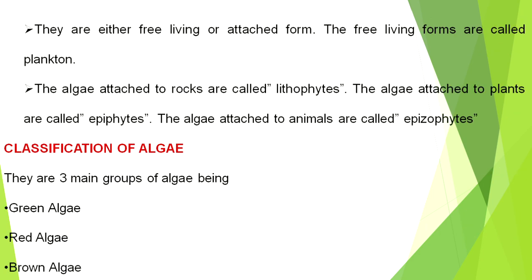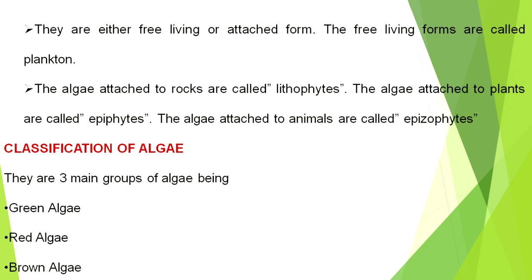They are either free-living or attached forms. The free-living form is called plankton. The algae attached to rocks are called lithophytes. The algae attached to plants are called epiphytes. The algae attached to animals are called epizoophytes.